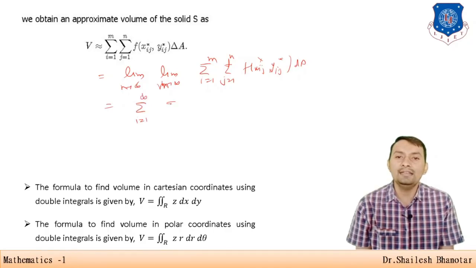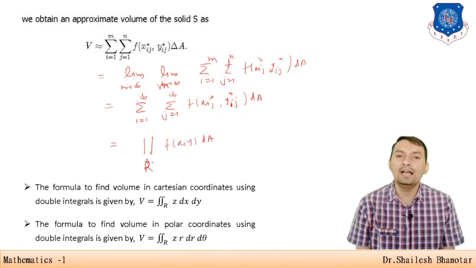Summation i equals 1 to infinity and summation j equals 1 to infinity of f of x_ij star, y_ij star, dA is there. So this is exactly our double integration of f of x, y dA over the region. So what we have obtained is that the volume V can be derived by double integration over R, but this is nothing but our surface z equals f of x, y, so you may write it as double integration over R of z dx dy. Otherwise you may consider double integration over R of f of x, y dx dy.